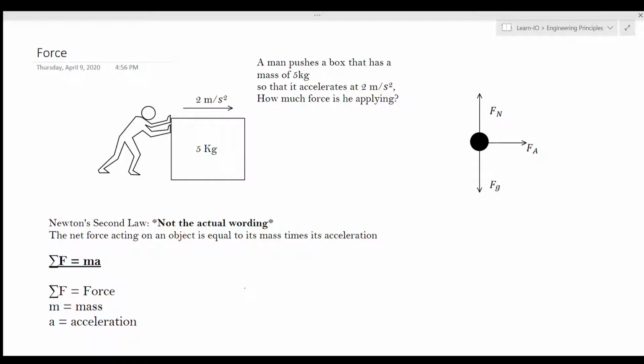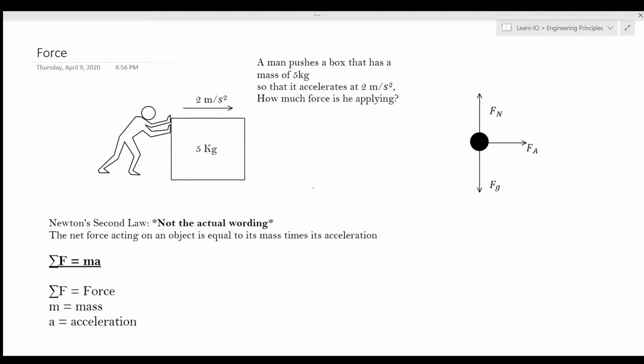So to apply this and understand it a little better, let's try an example up here. We have a man that pushes a box with a mass of 5 kilograms so that it accelerates at 2 meters per second squared. Remember, acceleration is meters per second squared, whereas velocity would just be meters per second. The question is asking us how much force he's applying.